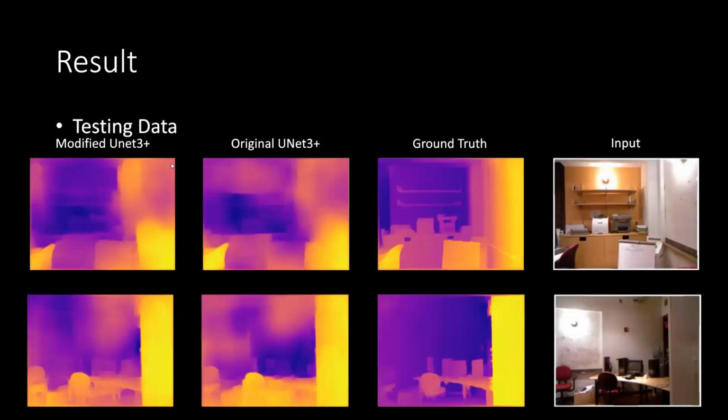So I'll analyze the two models qualitatively as well. You can see that this is the input and this is the ground truth label. And for these two models, you can find that my modified model can get finer details, like the two layers for the bookshelf here and the shape of the chair. But the original UNet 3+ may get the wrong distance for this chair.